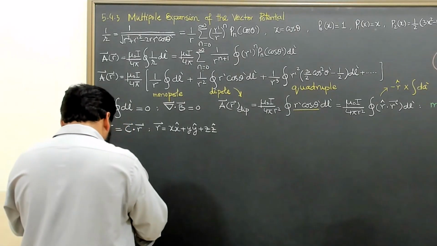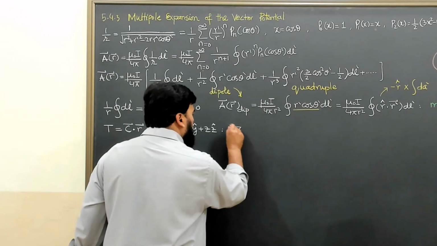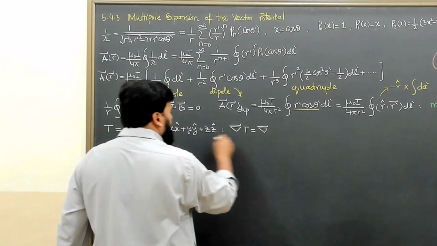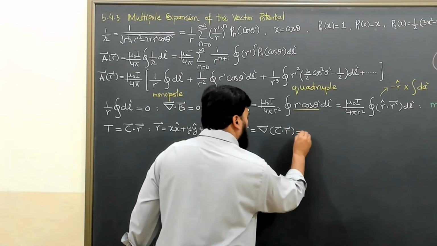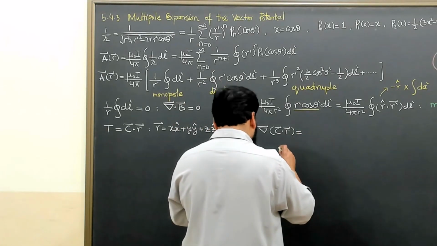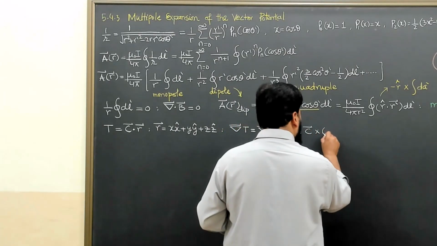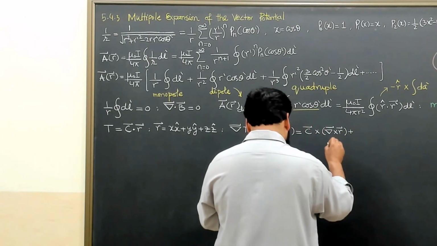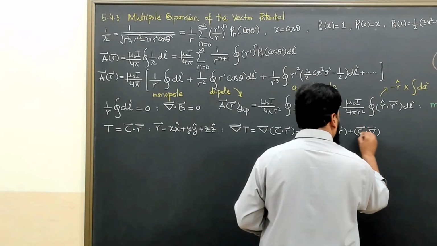Then I can write the gradient of the scalar function. So I will write the gradient of c dot r, and I will apply an identity on this one. With the help of an identity, this is equal to c cross del cross r plus c dot del and r.